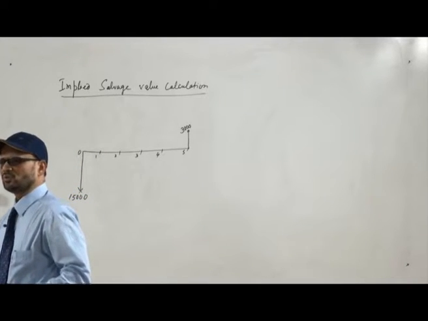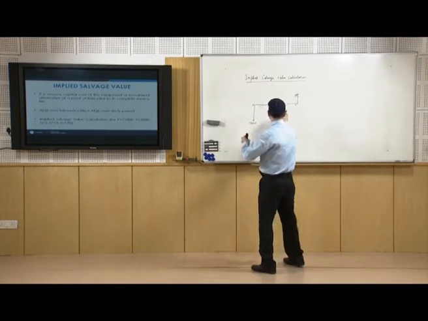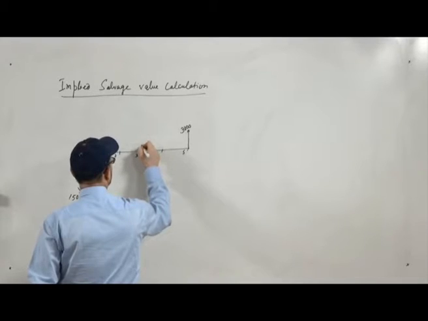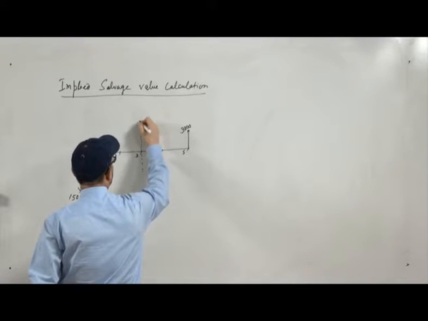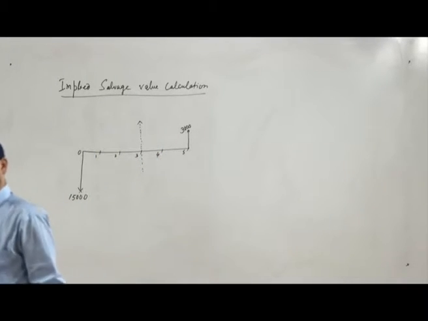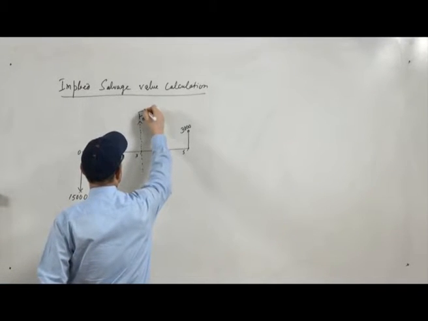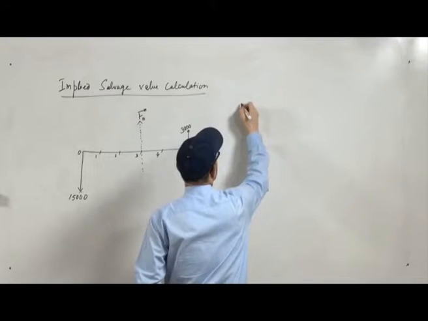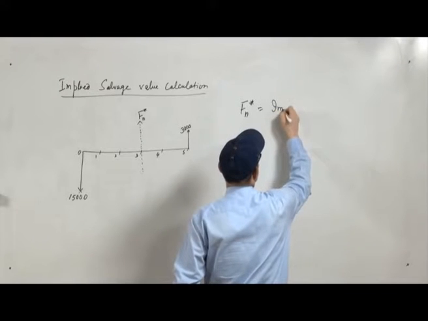Now depending upon the study period, the equipment may be used only for 3 years. So if the equipment is used for only 3 years, basically there must be certain salvage value for the equipment, and this salvage value at the end of 3 years is known as implied salvage value. So Fn star is implied salvage value.